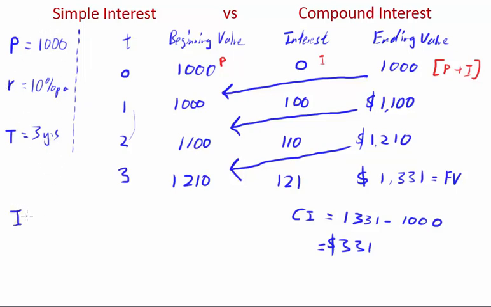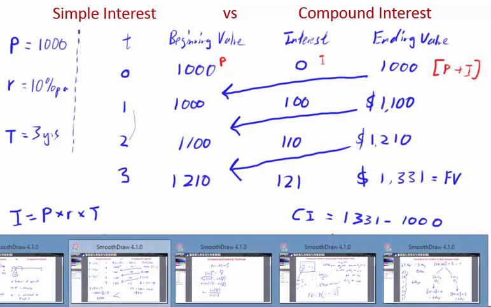Well, we know simple interest is P multiplied by your rate multiplied by time. 1,000 multiplied by your rate, which is 10%, multiplied by 3. You have earned $300 worth of interest. And what you notice is that your compound interest is larger than your simple interest.